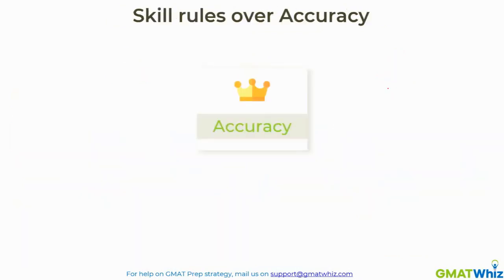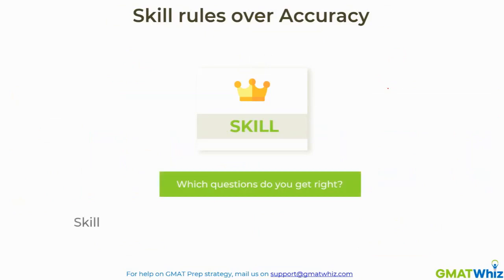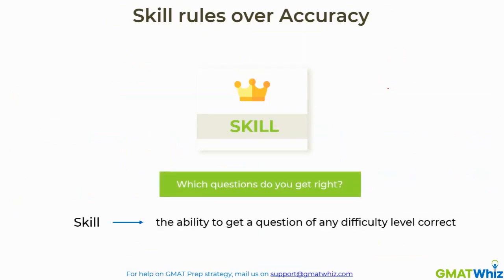What matters more is skill, basically, on GMAT. And what is skill? Skill is the ability to get a question of any difficulty level correct with consistency. So it is very important that you are able to get questions correct on a consistent basis at any difficulty level. It's not just about high accuracy. I see about 61% of you are saying that GMAT is an unfair test or very harsh to students. But trust me, guys, it is one of the most standardized tests.